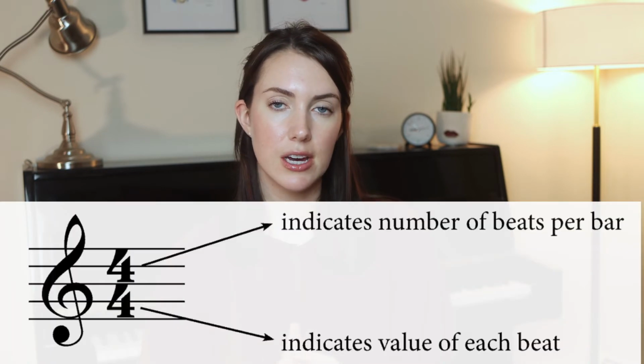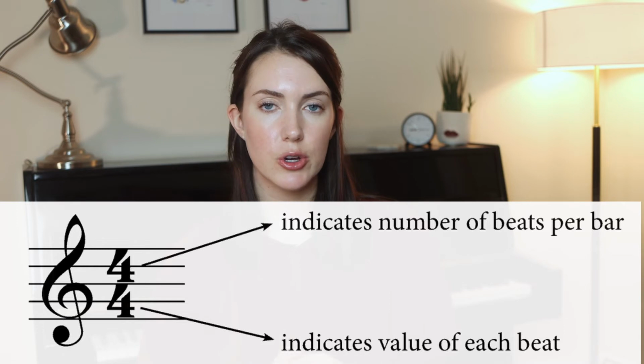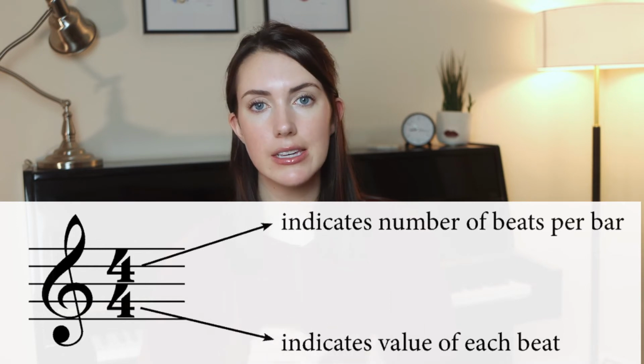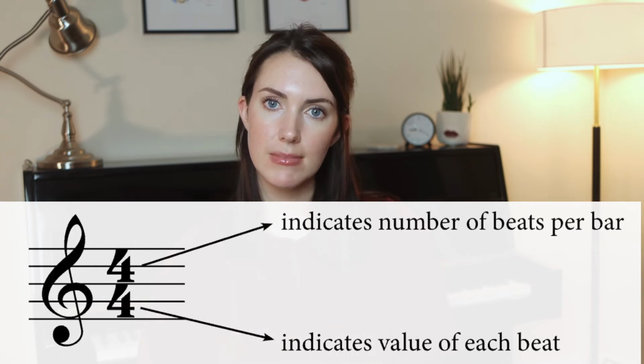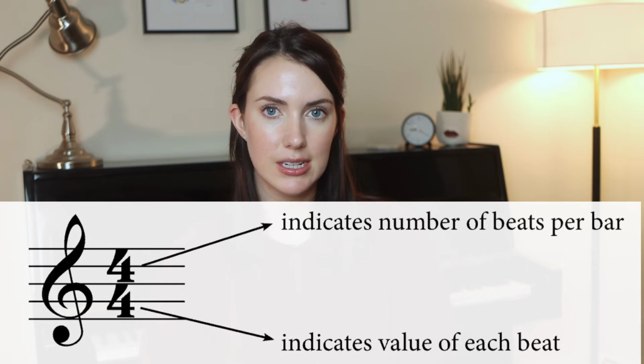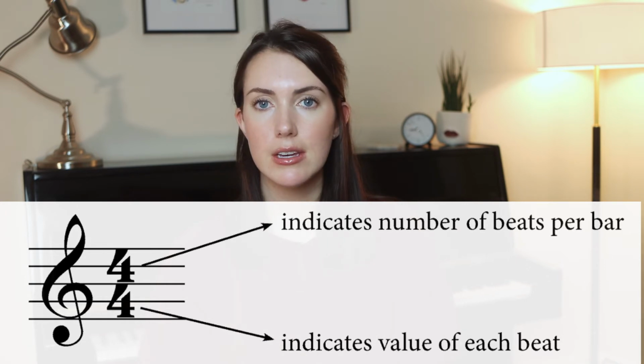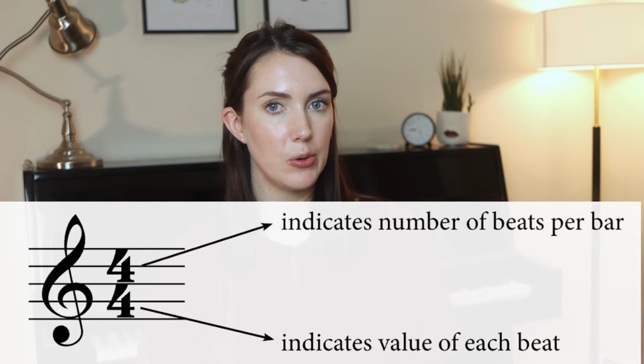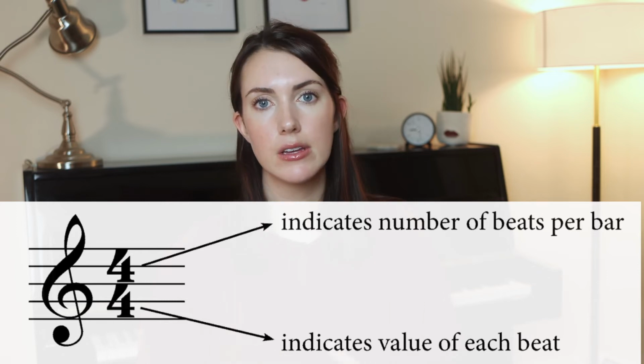The top number tells you how many beats are going to be inside each individual measure. And the bottom number is a little bit symbolic. It tells you what type of note gets the main beat in that piece. So what type of note is equal to one beat in general.